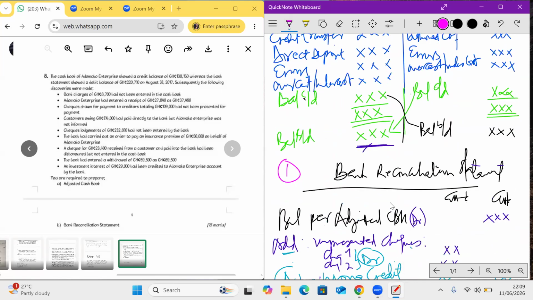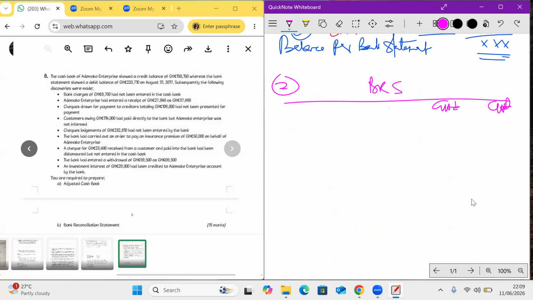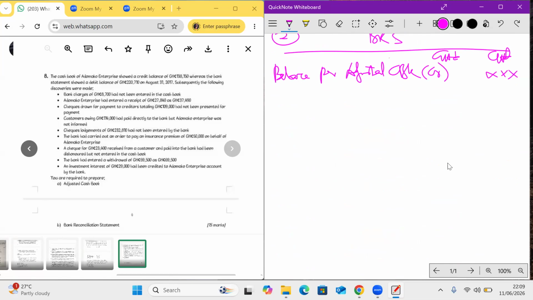The first one, where did we pick the balance per adjusted cash book from? Which side, debit or credit? Debit. Now we are taking it from the credit side. So we will say balance per adjusted cash book. We are picking it from the credit side. If we are picking the figure from the credit side, watch.